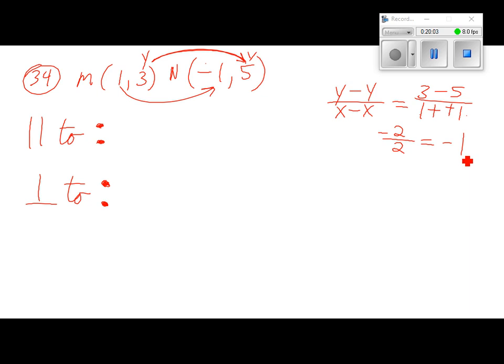If two lines are parallel, what do we know about their slopes? They're the same. So if the slope of this original line is -1, what's the slope of this line? -1. That's one of our answers.